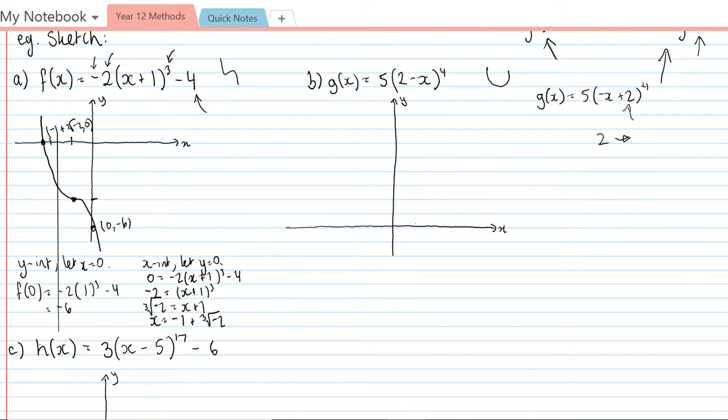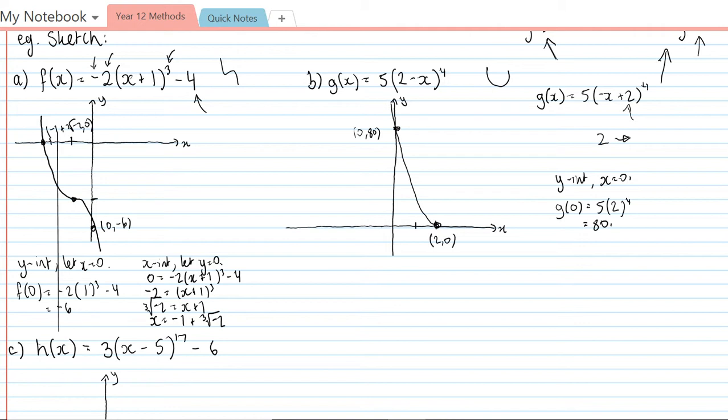So we go 2 units to the right. That's going to be the x-intercept. Calculate the y-intercept. So we let x equal 0. And that means we get g of 0 equals 5 out the front of 2 to the power of 4. Now 2 to the power of 4 is going to be 16. 5 lots of 16 should be 80. So I'll just put another point up here, label it 0, 80, and then I'll sketch the graph.